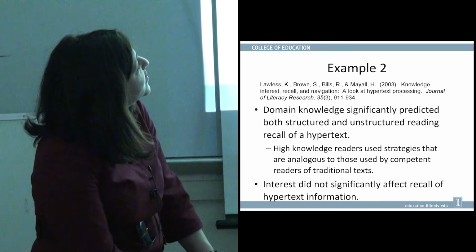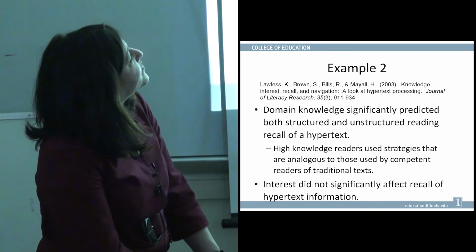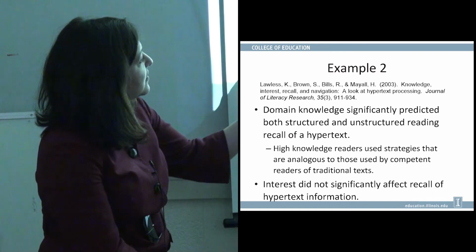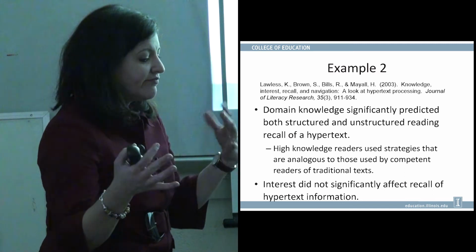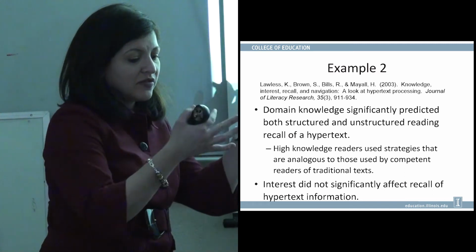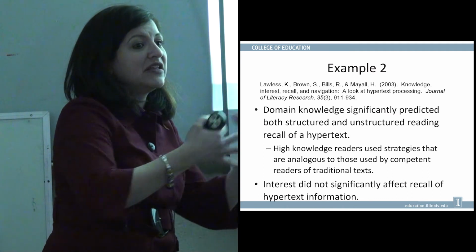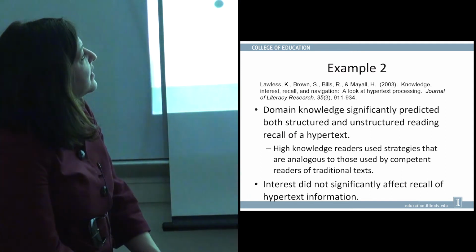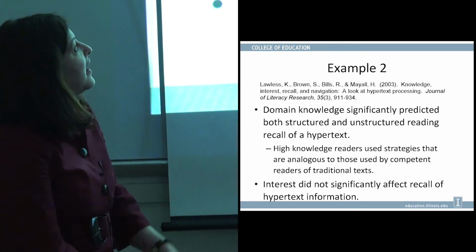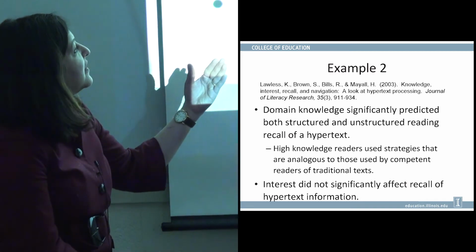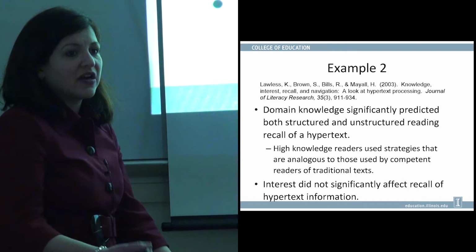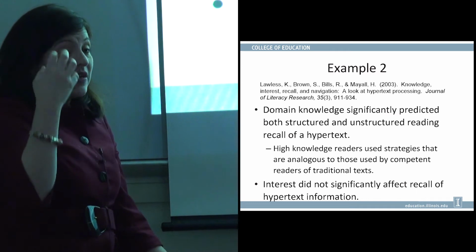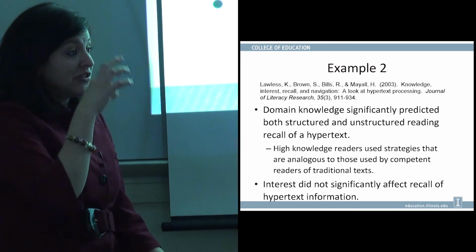So, for example, this other study tried to figure out the relationship between domain knowledge, the knowledge of a particular subject. They took education students who were supposed not to know about something, and tried to see how they navigated hypertext. One interesting thing is that high knowledge readers use strategies similar to competent readers: they read something and go back and forth and connect. So they were keeping track of how people were reading these online materials, going back and forth.